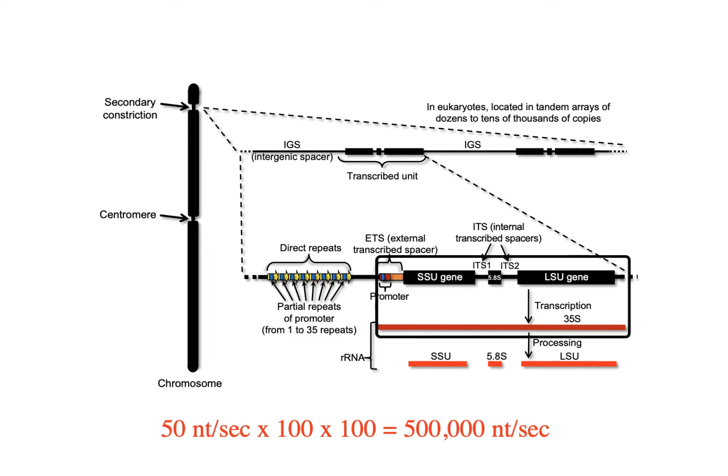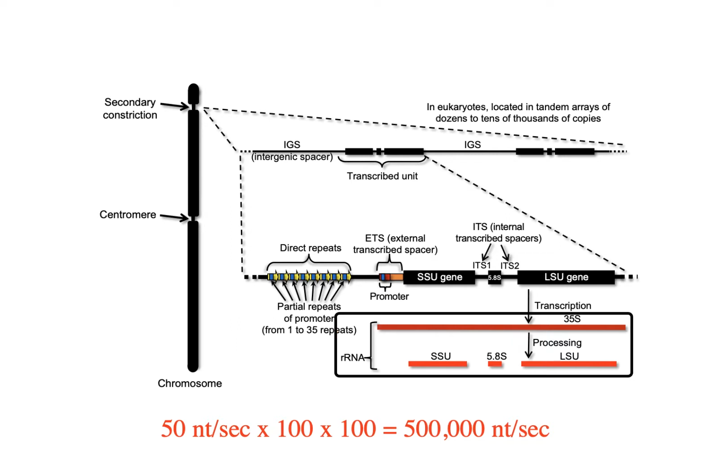And again, this is transcribed as one large piece, one large RNA, usually around 35S, so it's a very large ribosomal RNA precursor. And then that's processed into the small subunit, the large subunit, and the 5.8S ribosomal RNA, and put together into the small subunit of the ribosome and the large subunit of the ribosome.